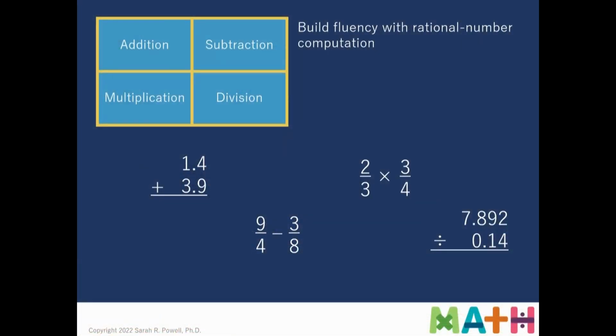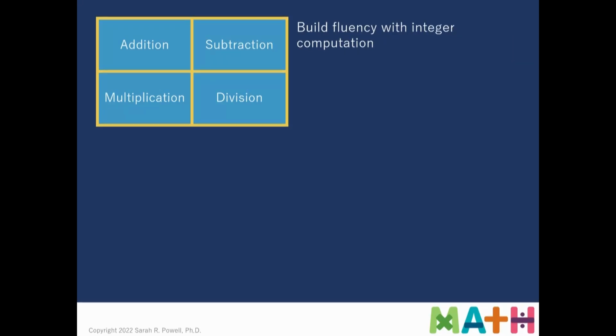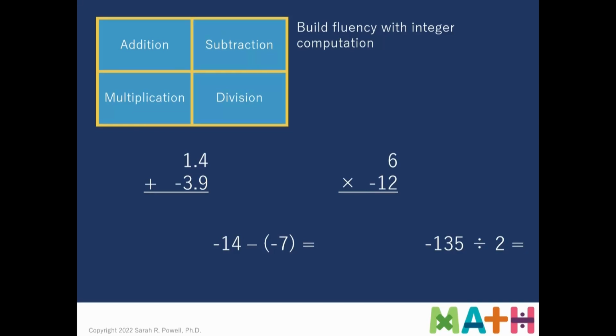Then continuing with rational numbers, can students fluently solve these types of problems with both fractions and decimals? And then as we move to integers, can students solve these problems where we have both negative and positive integers? Again, memorization is not the conversation here when it comes to fluency. It's having a strategy that students can use to solve these problems easily and accurately.